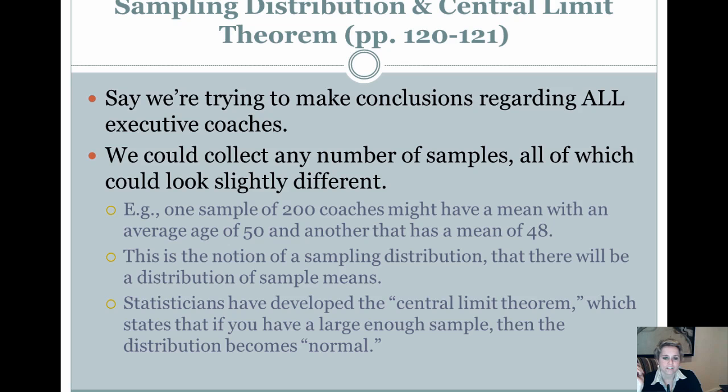But statisticians have developed this notion of the central limit theorem, so we don't get stressed out that we only have collected one sample to represent an entire population, which is essentially what we do. It states that if you have a large enough sample, your distribution becomes normal. So one of the things going on here is to collect big samples. There's a reason that people consider big data sets sexy, and that's because it helps statistically to become more conclusive.